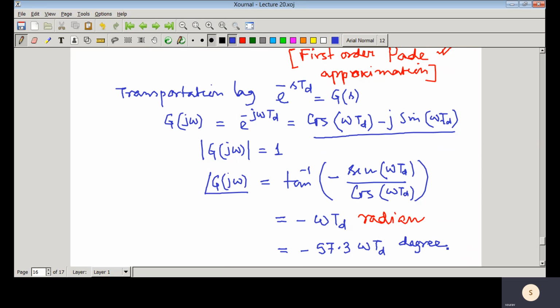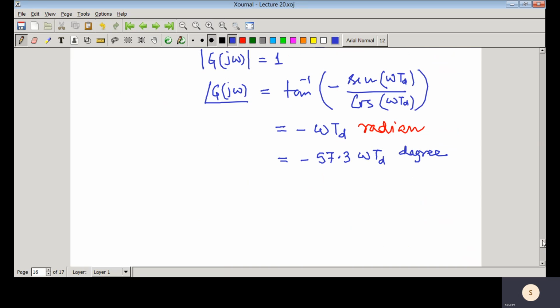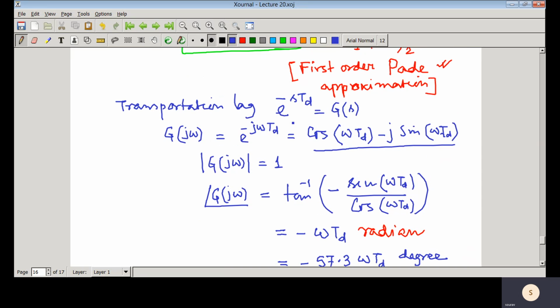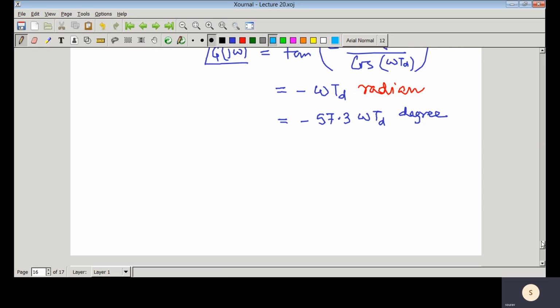So this is that expression that we would have in case of the transportation lag. So let us see, that means if you are asked to draw what would be that gain and phase for transportation lag transfer function, because this is the transfer function that we have seen, that G(s) equals e to the power minus s Td.